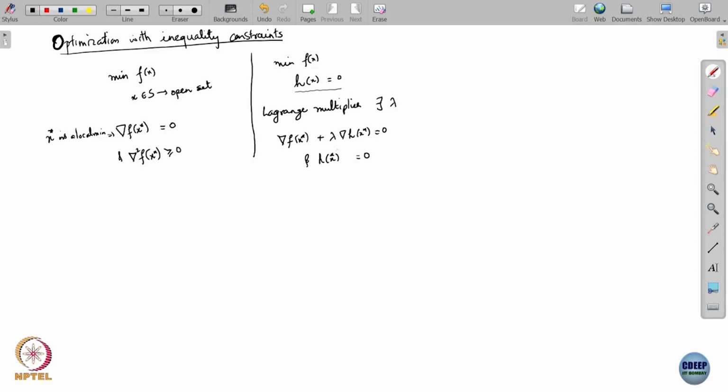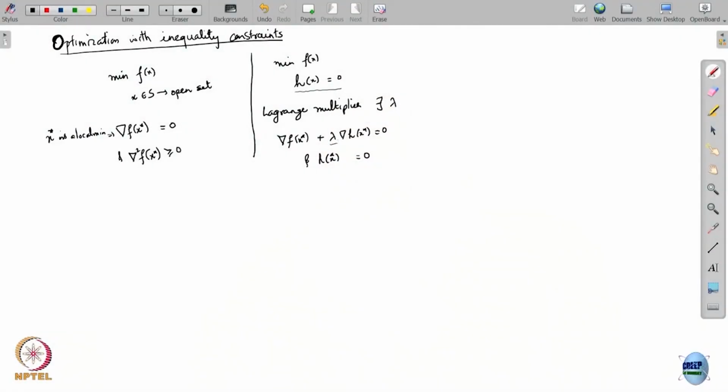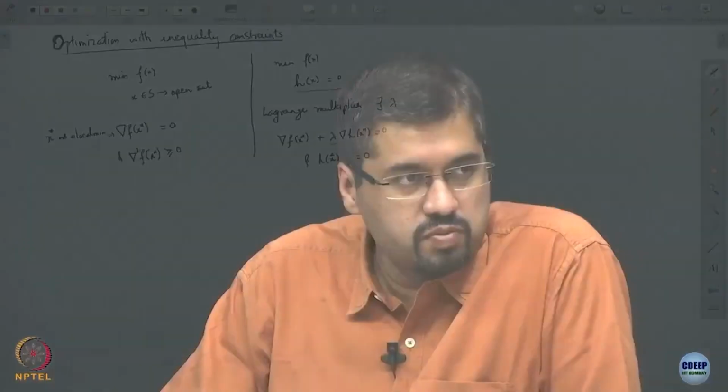So, the point here is that when you are in an open set, the problem looks very different from when you are on the surface. Of course, when you are on the surface also, we were able to somehow reduce it to a problem of optimizing over an open set, but that was a reduction. But that reduction also brought in this new quantity, which is called the Lagrange multiplier. Now, the problem with inequality constraints is that it combines the features of both of these problems.